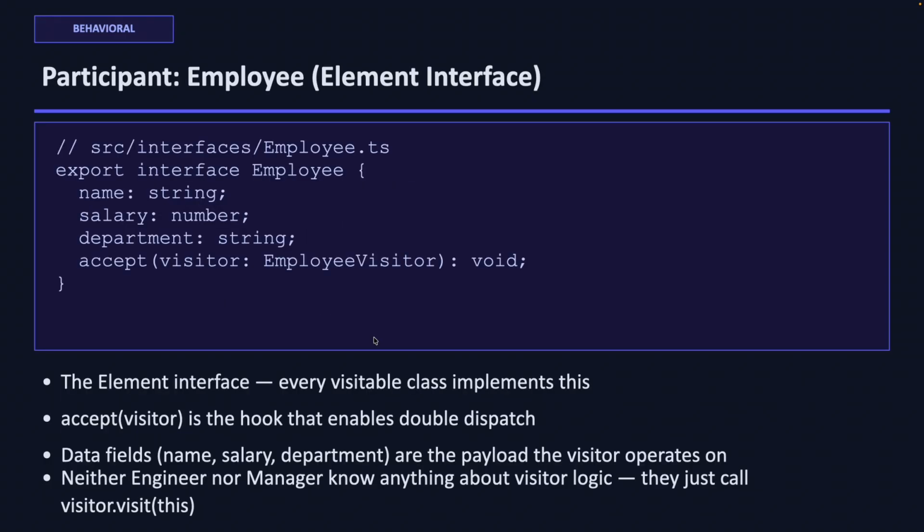First, we're going to talk about the employee class. The element interface itself is defined inside the employee TypeScript file. It carries three data fields. It has the name, salary, and the department. The critical method we have is the accept method that takes the employee visitor. Every concrete employee type is going to have to implement this. It's a hook that enables this double dispatch.